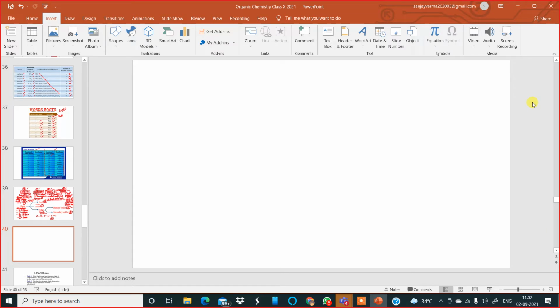One example: I've got an organic compound, I'm writing it on the screen. CH3, CH2, CH3, CH, then I will put over here, say CH3, then here CH3. So this is the organic compound whose IUPAC name I am supposed to write.